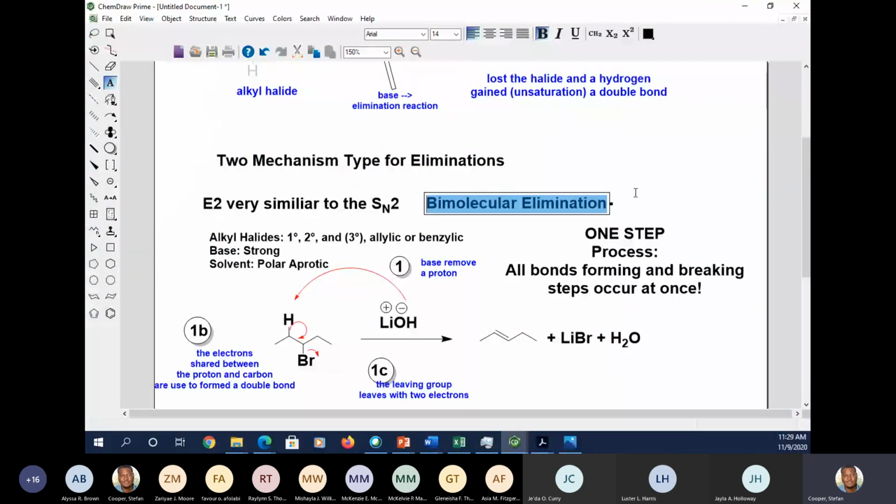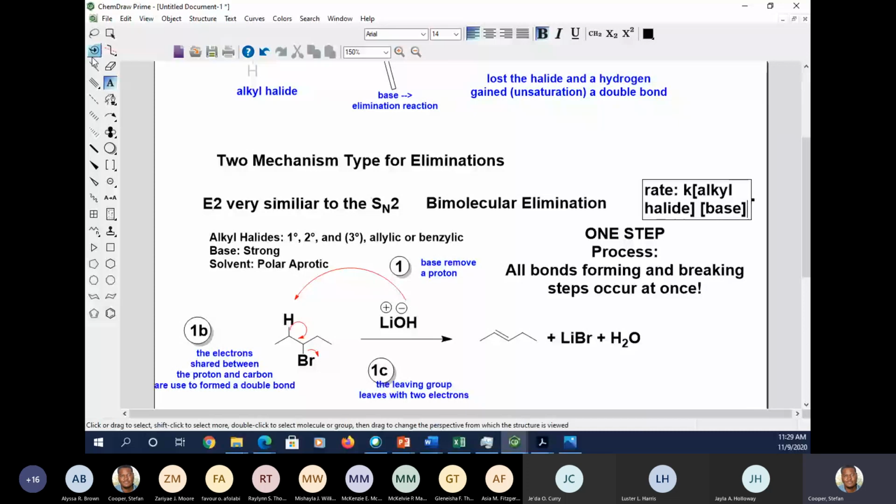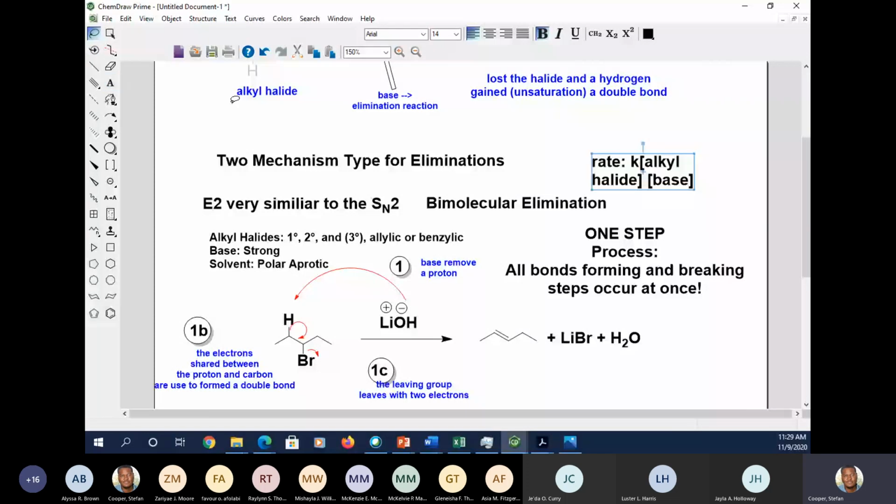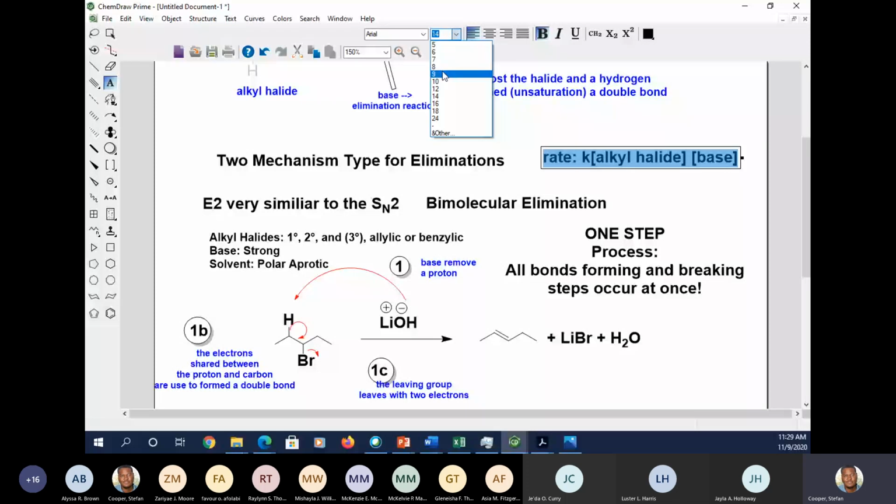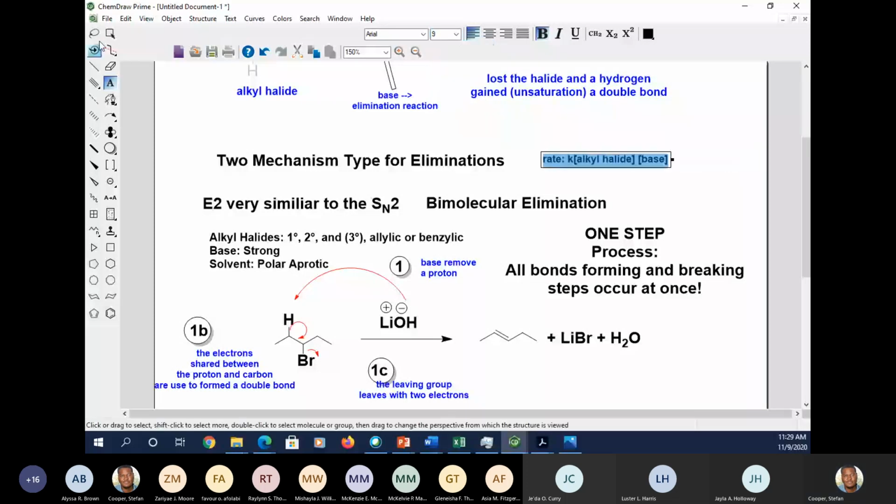So the rate, the kinetics. Good, very good. Ms. Dory had it right. She told me that the rate of these types of reactions depends on both components. That's why we call it a bimolecular reaction, in this case a bimolecular elimination, depending on both the concentration of the alkyl halide and the concentration of the base. So this is all one step.